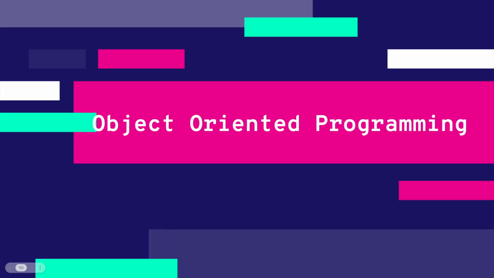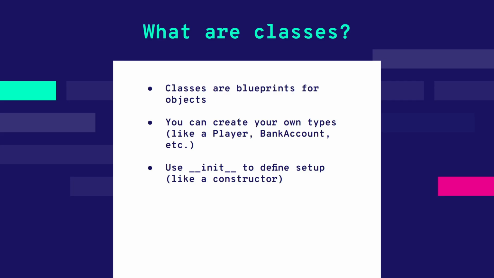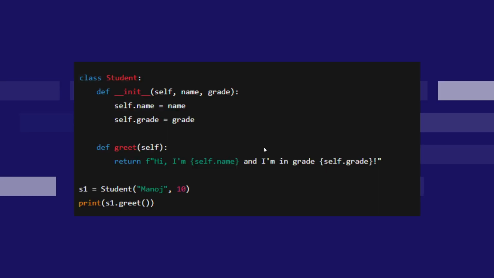Now moving on to object-oriented programming. What are classes? Classes are a major part of object-oriented programming, or OOP for short. Classes are basically just blueprints for objects. You can create your own type, and you use the __init__ method to define a set. I'll explain this inside my code example.